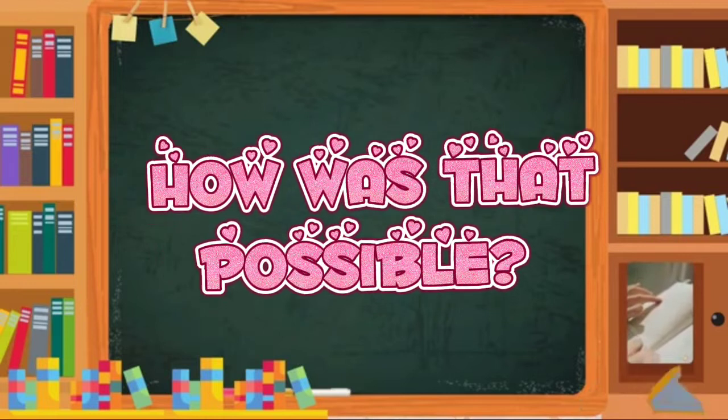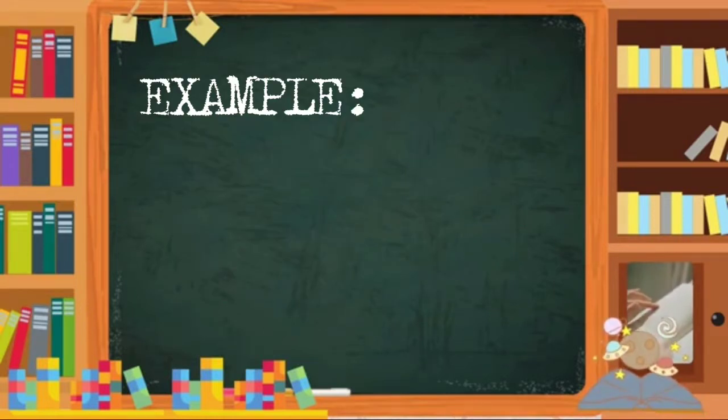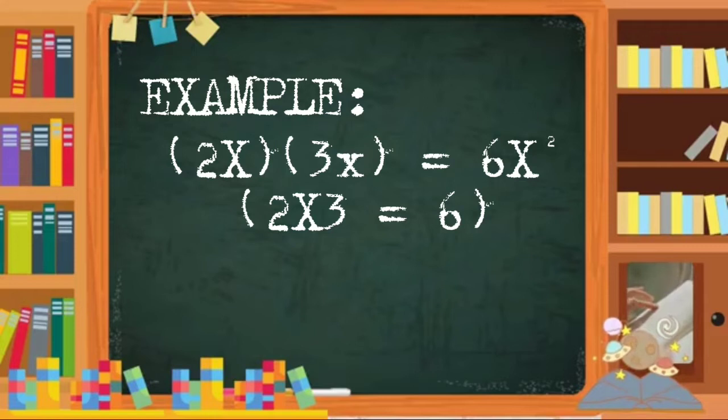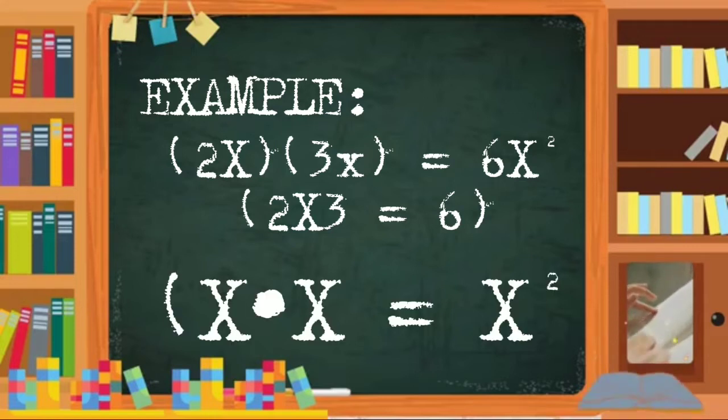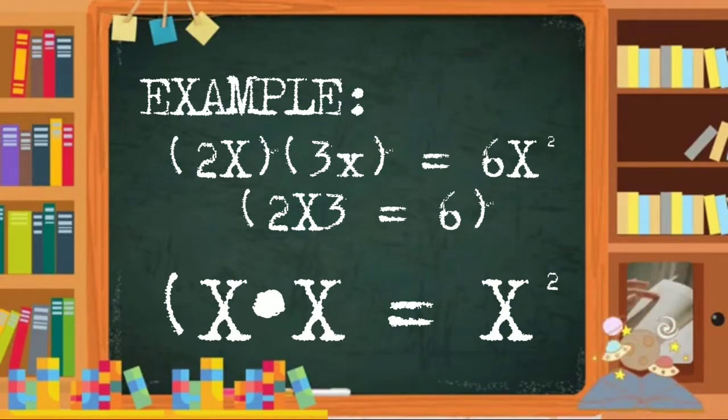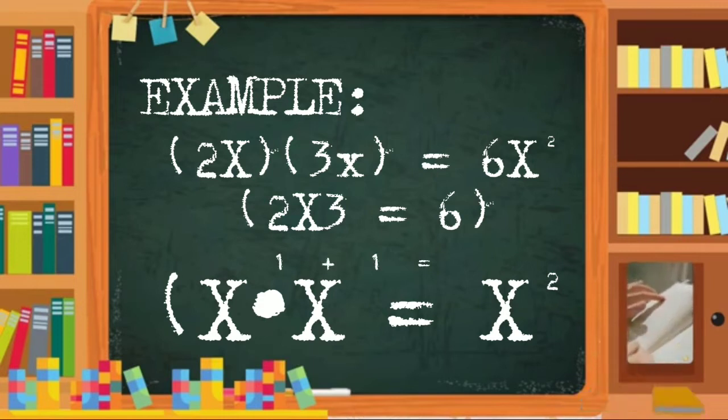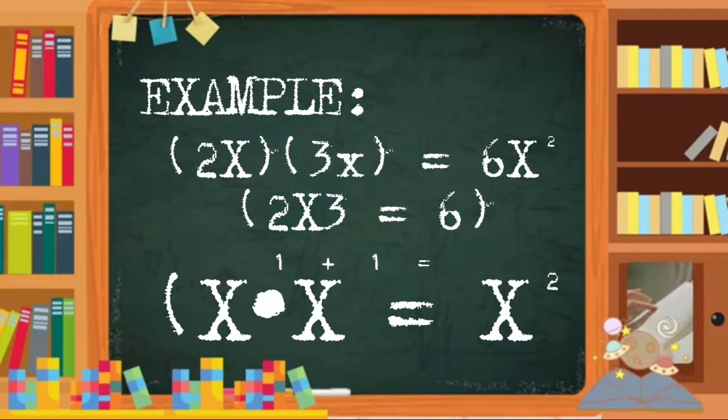How is that possible? Hence, we all knew that 2 times 3 is equals to 6, right? Now, we come up with 2 as an exponent to the x, since we add the 2 invisible 1s in the 2 x's. So 1 plus 1 is equals to 2. Since x is our base or letter, it is read as x raised to the power of 2 or x squared.